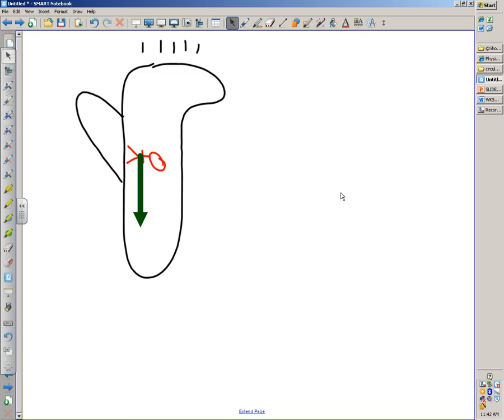Gravity is still acting on you? Yes. But what isn't acting on you anymore? So what's your apparent weight? Your apparent weight is 0.